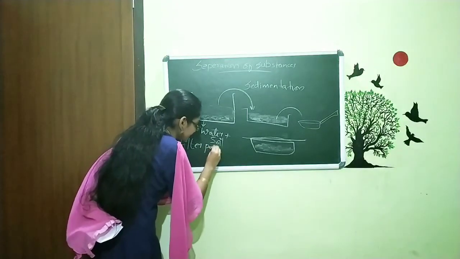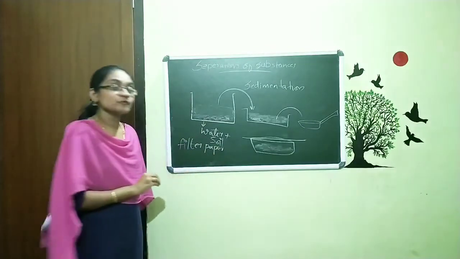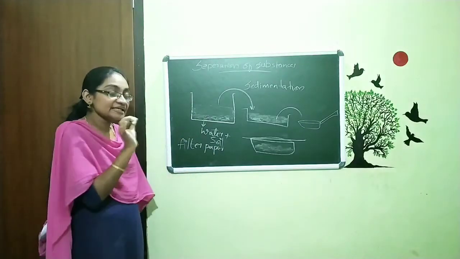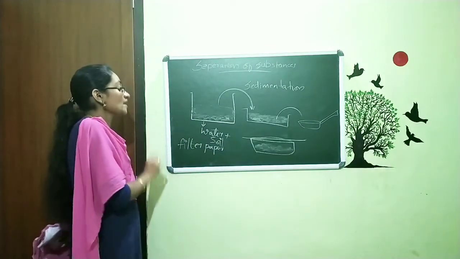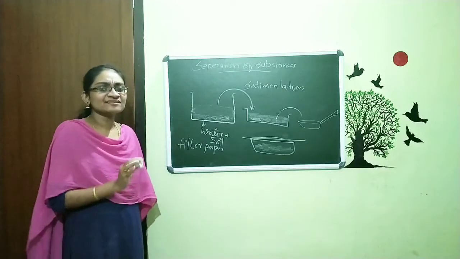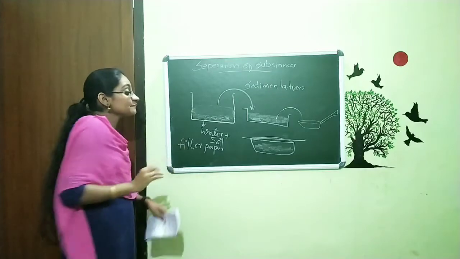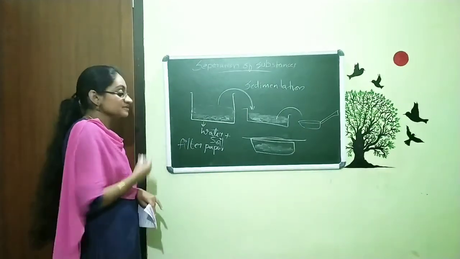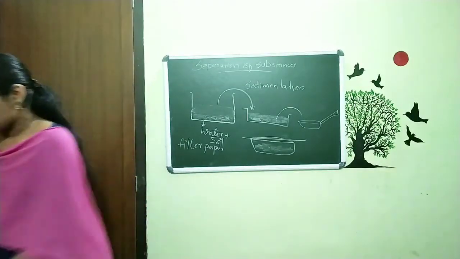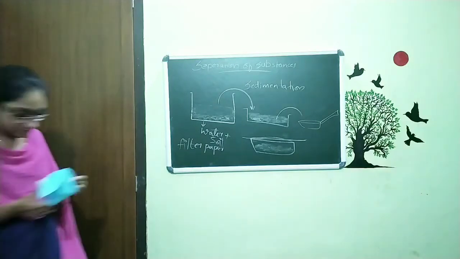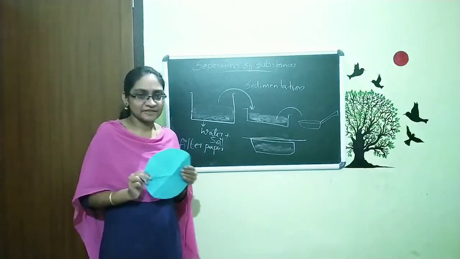Filter paper. That is a type of paper which has very tiny holes or pores, and we use it to filter certain substances. There is a certain method to use this filter paper. I will show it. This is actually color paper.